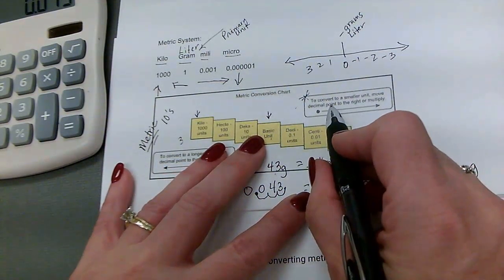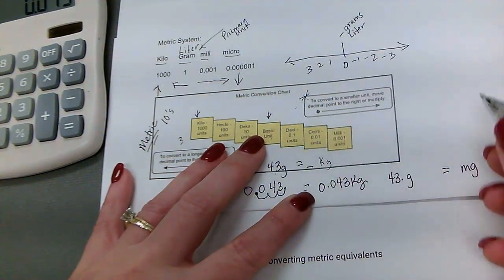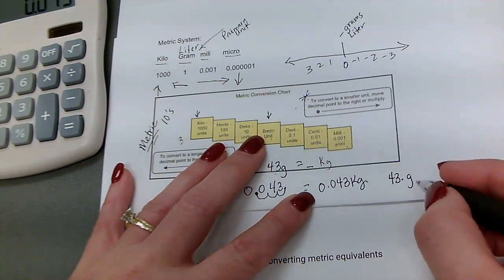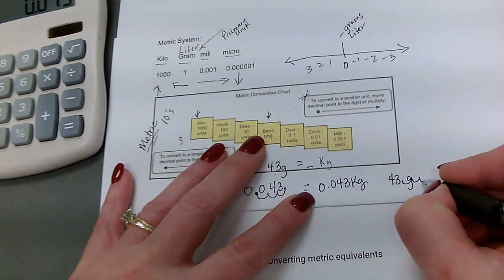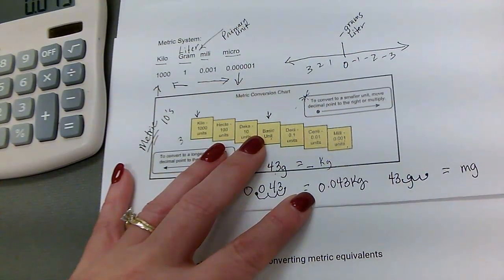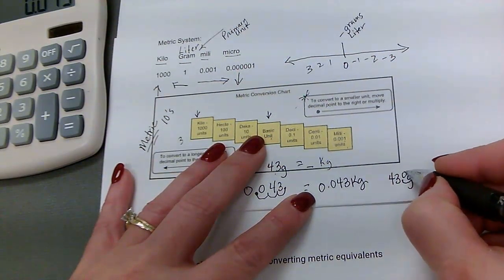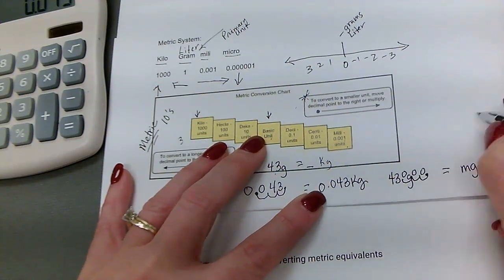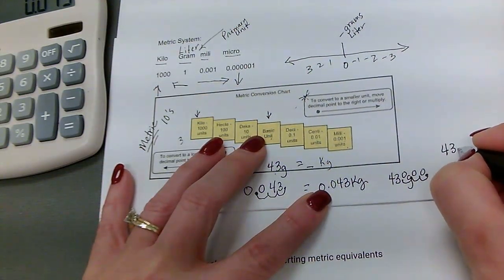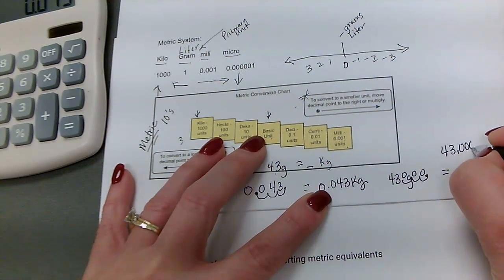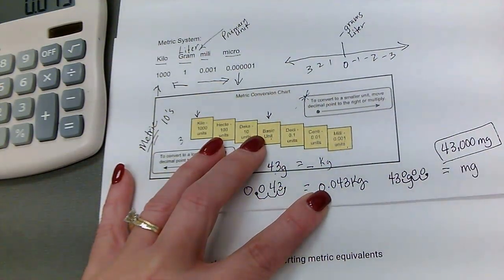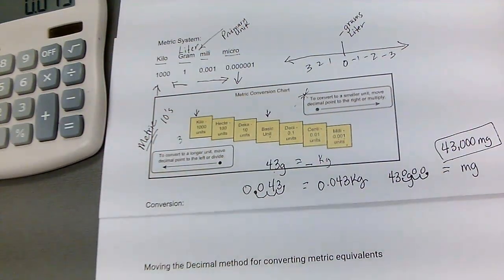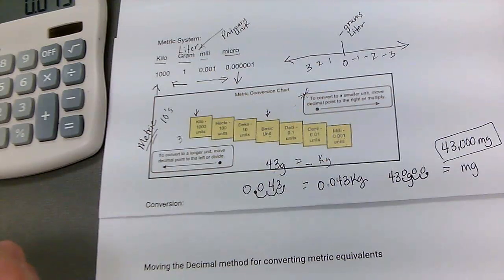So, we are going to a smaller number, so we're going to multiply or move our decimal to the right. So you can do 1, 2, 3 and put a dot there, and then you would add zeros in. So our answer would be 43,000 milligrams. Okay, now that is one of the very easy ways to convert in the metric system.